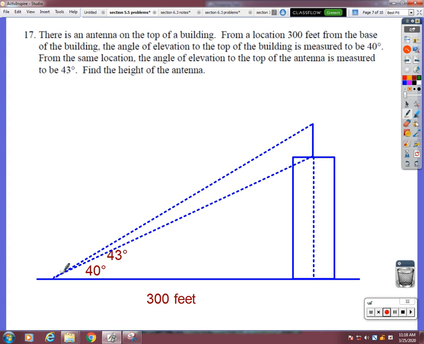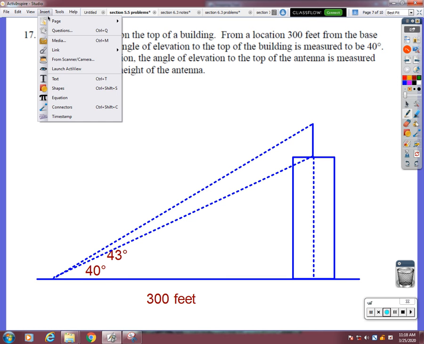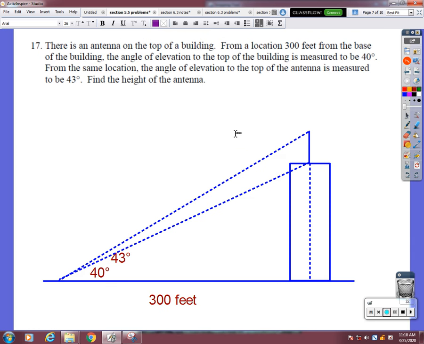From the same location, if we go all the way up to the antenna, then we get the angle to be 43 degrees. And so our task is to find the height of the antenna, which is this little piece right here. My strategy is going to be just to do this twice with this big triangle: first I'm going to find this distance, and then I'm going to find this entire distance, and then if I subtract those two things, what I'm left with will be the height of the antenna. Alright, so let's start with x.